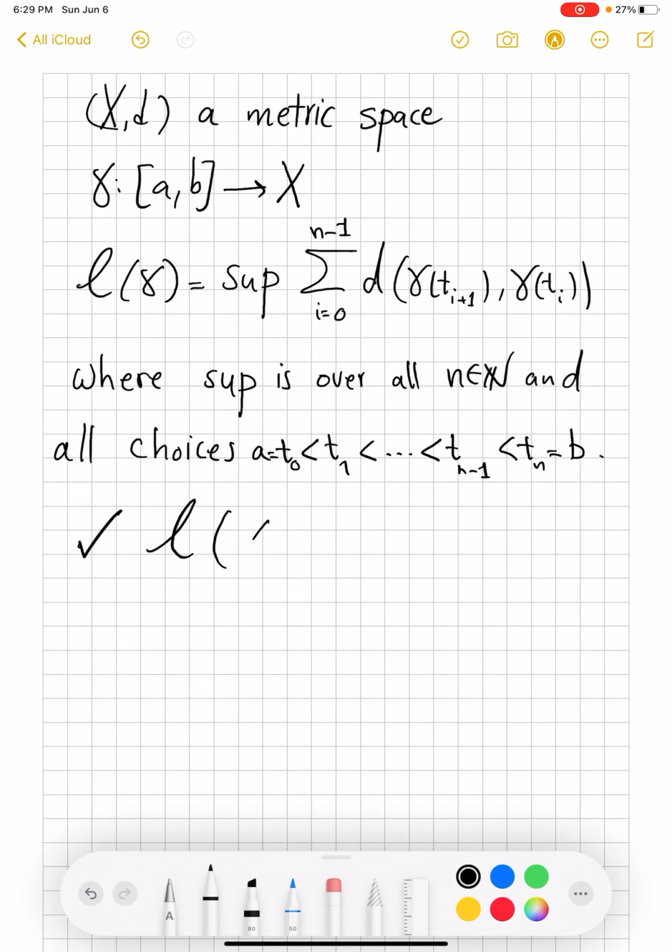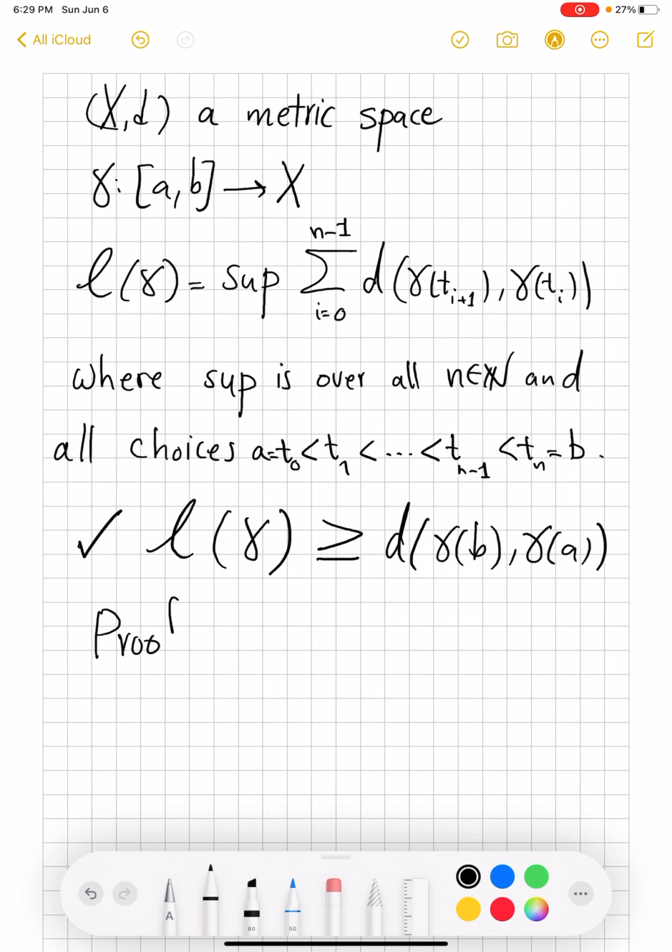So it's actually easier to write than say. The length of this is always bigger than the distance of gamma b from gamma a. The proof is satisfyingly easy. You take n equal 1, and then there is only one possible partition, so t0 is a, which is less than t1 equal b, and well, the supremum is bigger than a particular element.